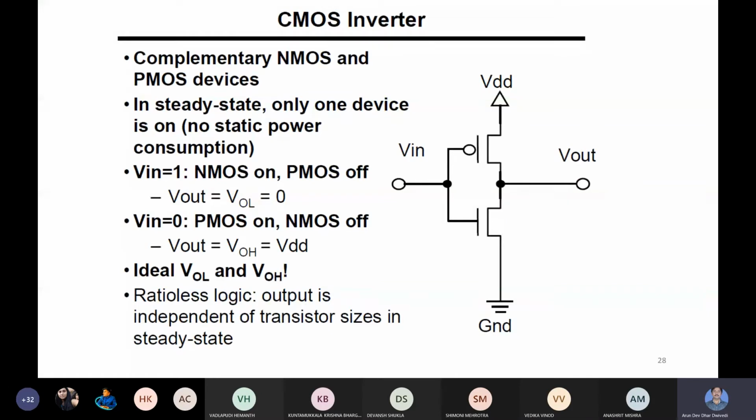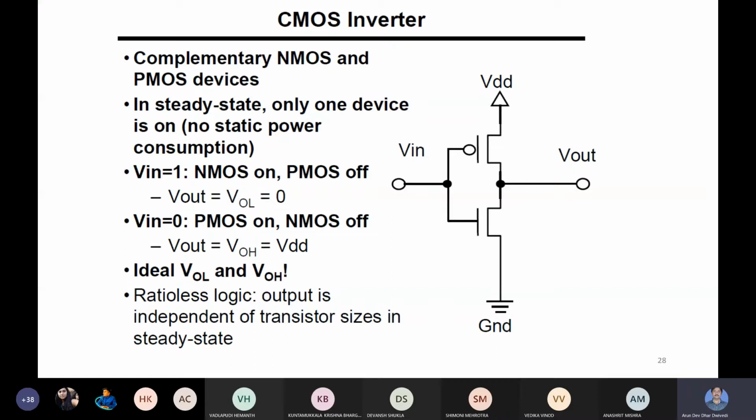Last time we discussed the general features of inverters, various properties which we have to understand. We discussed the output high voltage VOH, the output low voltage VOL, then the input low voltage VIL, and the input high voltage VIH also. We also discussed how to calculate delay, but these were general properties.